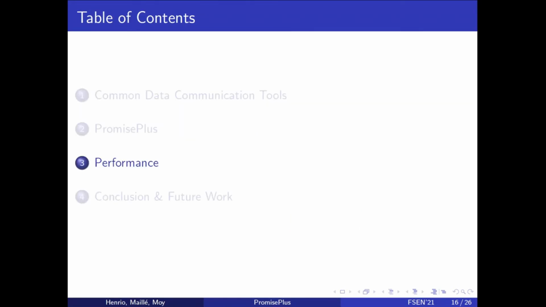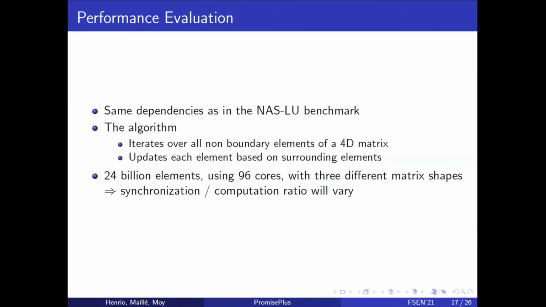So now let's move on to performance evaluation. To evaluate the performance of Promise Plus, we wrote an algorithm that reproduces the dependencies of the NAS-LU benchmark. NAS-LU is an algorithm in the NAS parallel benchmark suite. It performs a Gauss-Seidel iterative method on a 4D matrix. So our homemade algorithm has the same dependencies. It iterates over all non-boundary elements in a 4D matrix, and it updates each element based on surrounding elements.